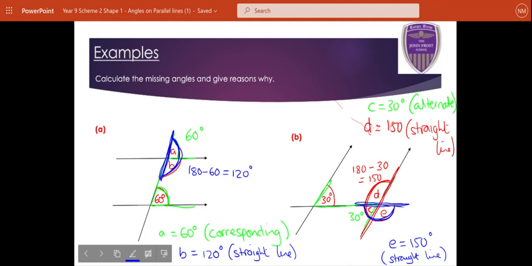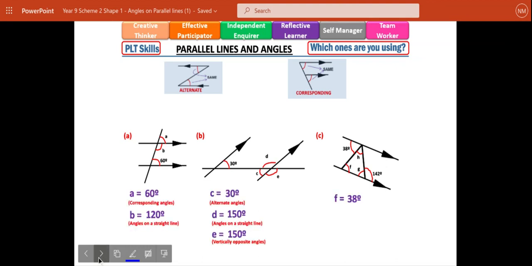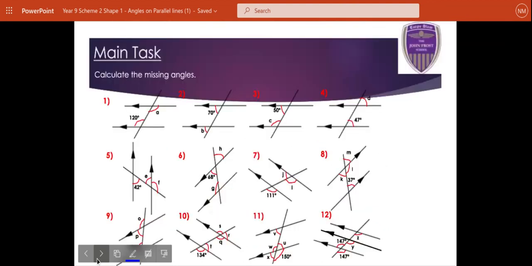So think about the F shape and the Z shape that we've learned in this video, but also think about other angle rules that you've learned. So it may be angles around a point, angles on a straight line, angles in a triangle, and so on. All right, this is the task that I want you to do next. I want you to press pause, copy these down, have a go at them, and then press play when you're ready to go for the answers.